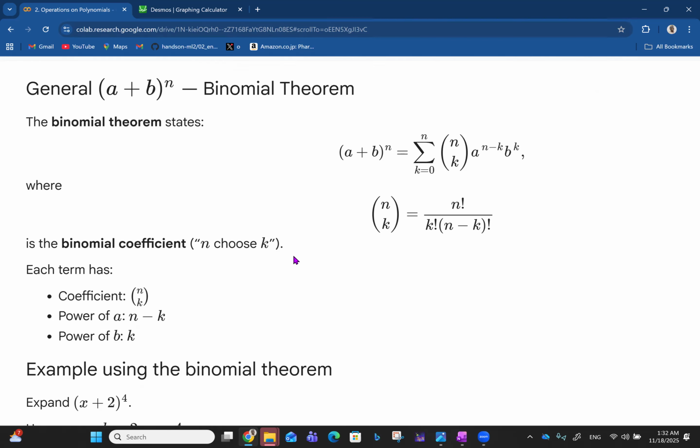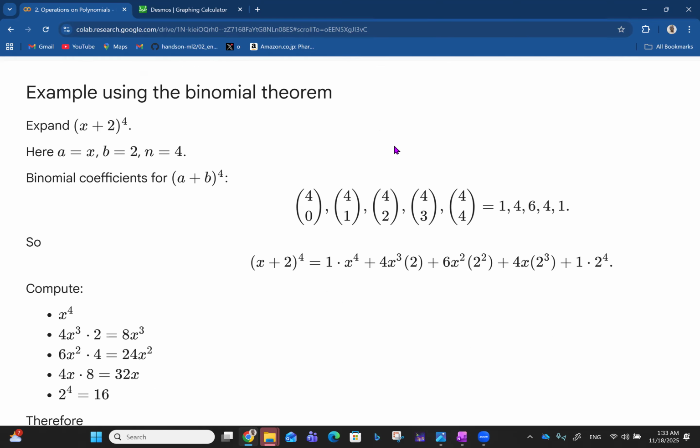N choose k. That's like out of 5, you choose 4, or out of n, you choose k, whatever n is, whatever k is. So each term has coefficient n combination k, and the power of a is always n minus k. The power of b is k. So you discover that when you add the power of a and the power of b together, it gives you n. All right. So the addition of the powers for any term must be equal to this power n you have right here.